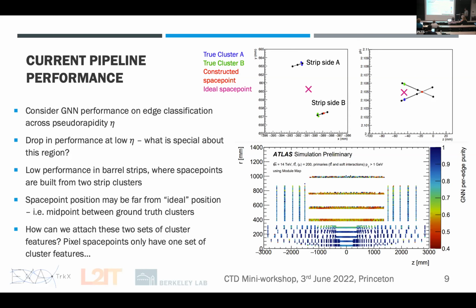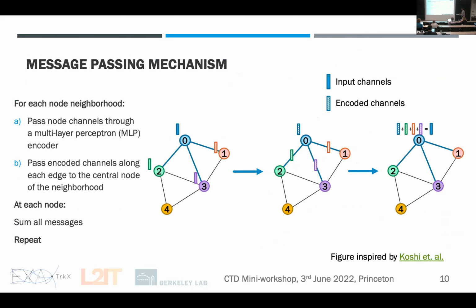Naively, it's not straightforward, because, of course, up until now, we've had all the nodes having the same structure, which means they each have a space point, X, Y, Z, and pixels only have one cluster. How do you treat these nodes differently? Well, of course, the answer is heterogeneous graphs.